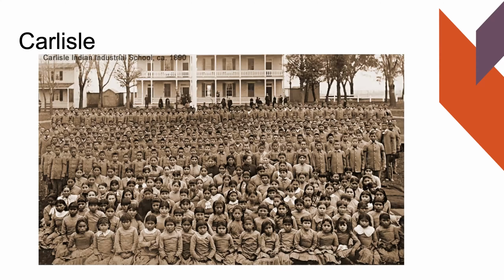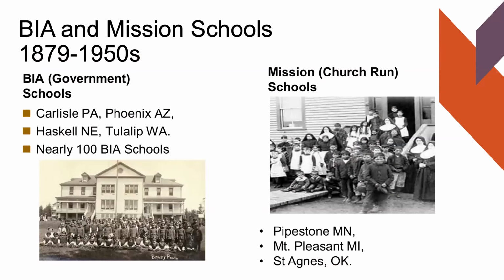This is a picture of hundreds of Native kids that went through, and in fact thousands of Native kids went through Carlisle, but there were boarding schools all over the country. It wasn't just Carlisle. There were two different types of boarding schools. You had the BIA, under the Bureau of Indian Affairs, and the Bureau of Indian Education. Those are the government-run schools. Those are just a couple of examples of where those were. Around the country, there were almost 100 of those at one given time.